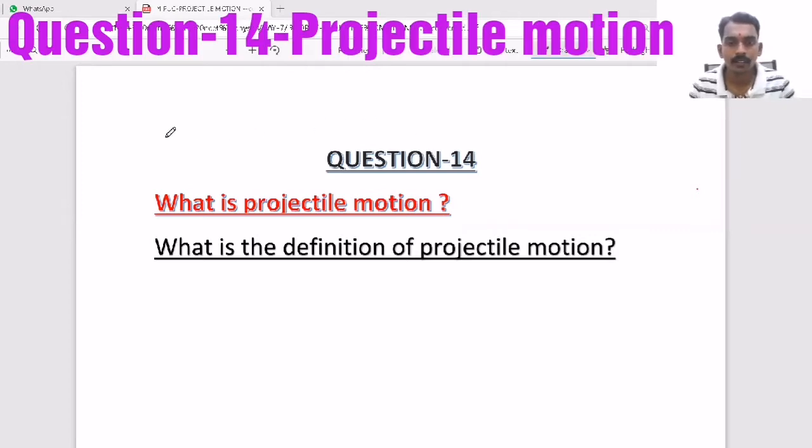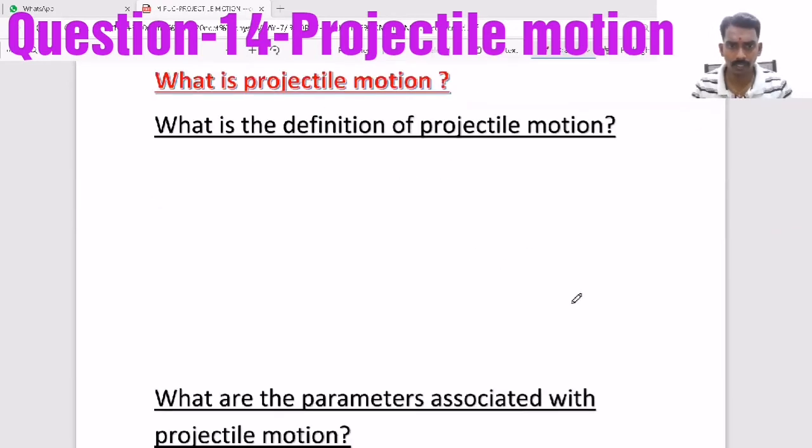Today we are going to discuss question number 14, and it is based on a class 11 topic, that is projectile motion. So, how to solve various quantities associated with projectile motion. For that, the very first thing is, what is the definition of projectile motion?